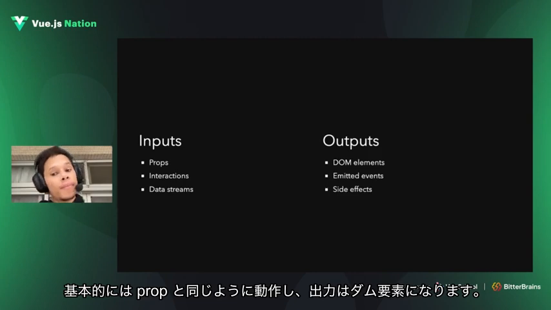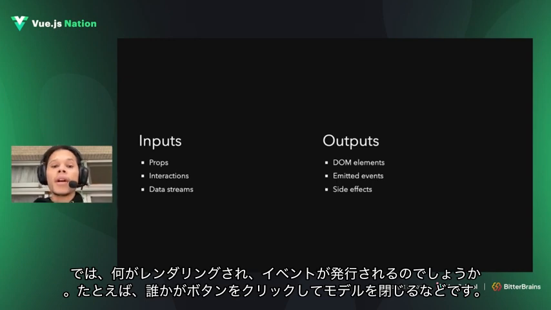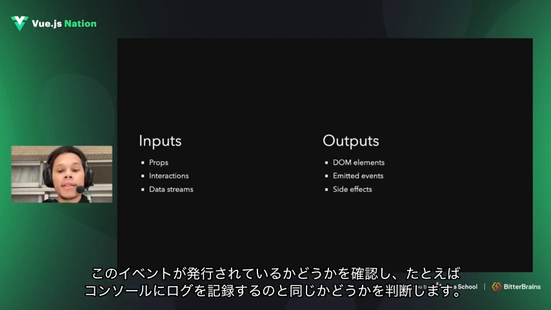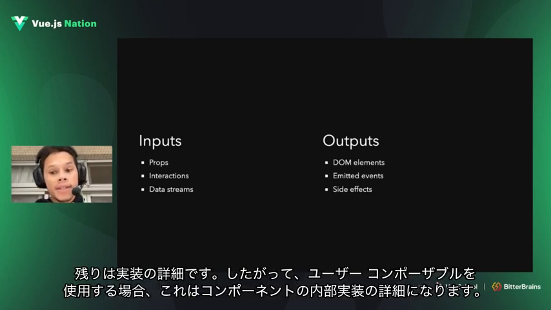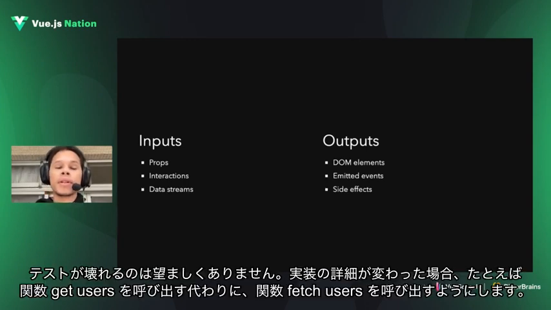And the outputs, output is DOM elements, so what's rendered, the emitted events, like if someone clicks, I don't know, on a button to close a modal, you want to check that this event is emitted, and the side effects like logging to the console, for example. The rest is implementation details. So in the case of our use users composable, it is an internal implementation detail of our component. We don't want the test to break if that implementation detail changes.